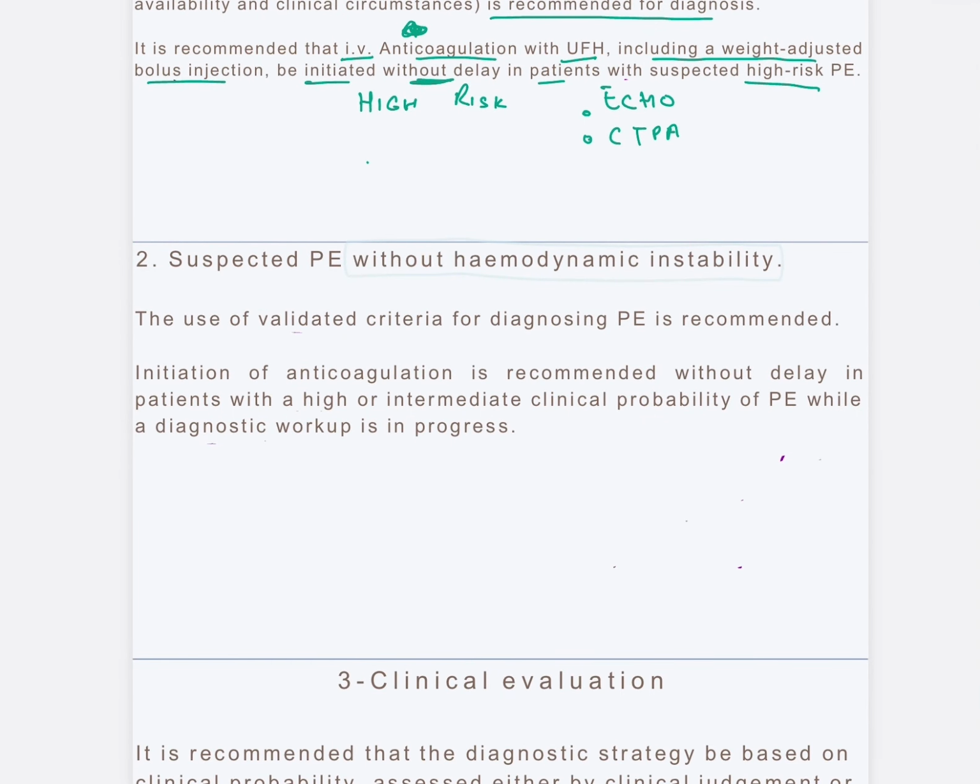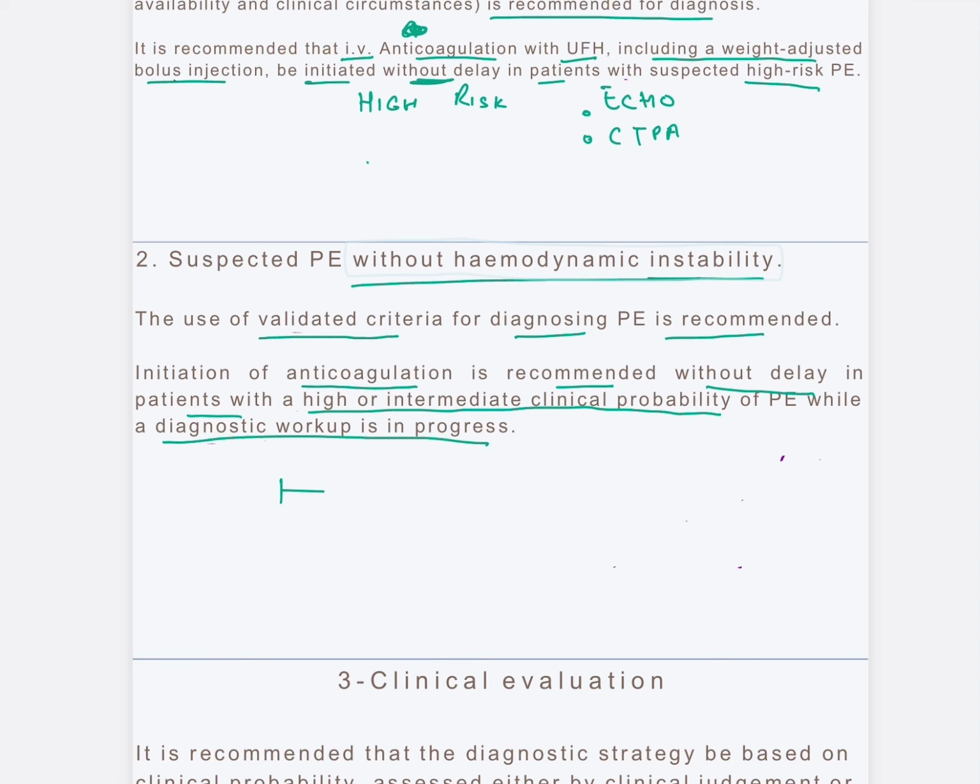Now for hemodynamically stable patients, or those without hemodynamic instability, the use of validated criteria for diagnosing PE is recommended. Initiation of anticoagulation is recommended without delay in patients with high or intermediate clinical probability of PE while the diagnostic workup is in progress. You can plan the workup, start treatment, and you can use validated criteria so that PE can be diagnosed.